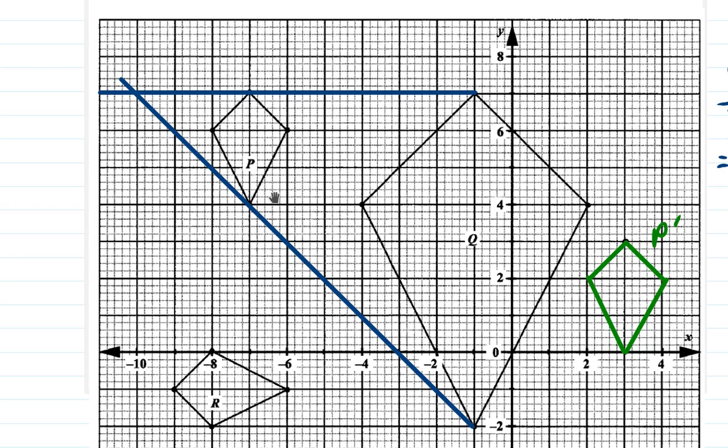What I'd say is it is an enlargement of center negative 10, 7 with a scale factor of 3. That's what I would write. Or you could say it is an enlargement of scale factor 3 and center negative 10, 7. Alright? So that is what happened there.